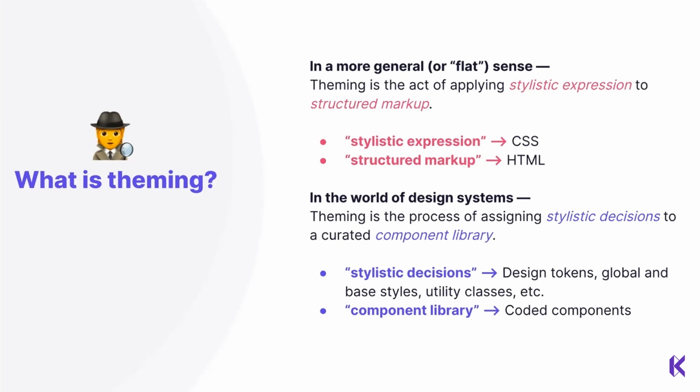In the world of design systems, it's a little bit different. Theming is the process of assigning stylistic decisions to a curated component library. So in this case, the stylistic decisions are design tokens. Go ahead and underscore that one for this talk. Global and base styles, utility classes, etc. And then of course, our component library is the coded components.